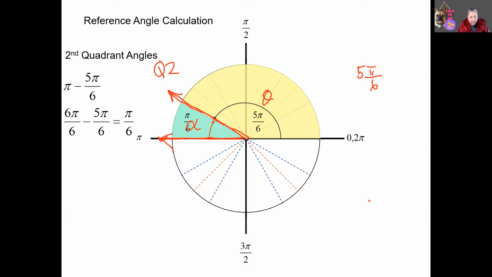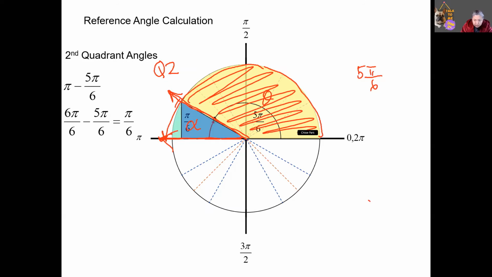Then what is the measure? The pi over 6. How do I know? Because we use this logic. All the way here was 180. But if I take away this yellow highlighted piece, which is the measure of the original one, then I consequently get the piece that represents the reference angle.